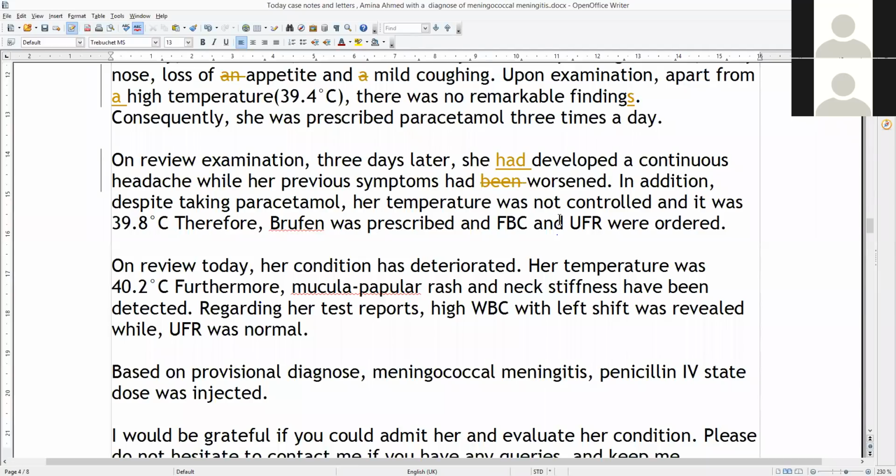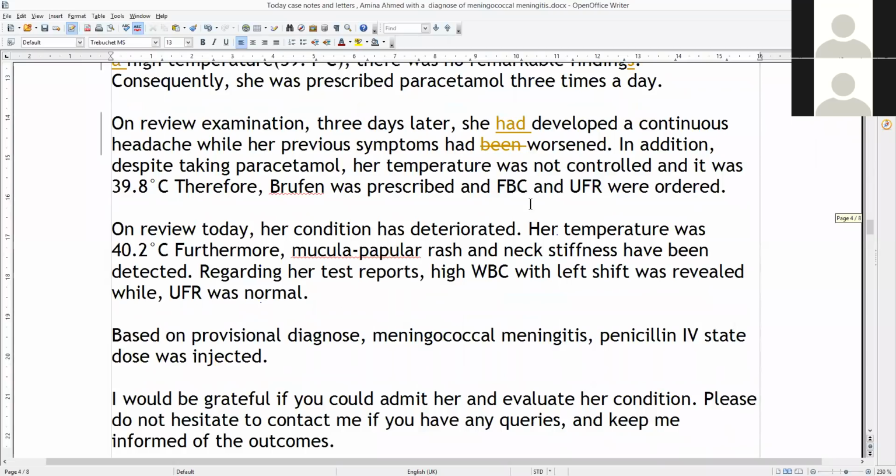Okay. Now, it's recommended usually that you spell out abbreviations or acronyms first. Yeah, and then every subsequent use, you can use FBC, UFR. So you're supposed to write it out in full first, and every subsequent use, you can use an abbreviation. On today's review, today her condition has deteriorated. Okay, now, present perfect there is good, connecting past and present.